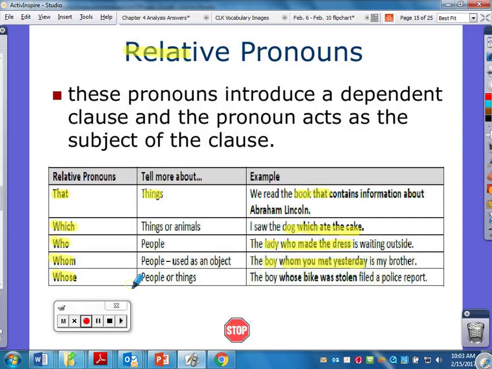Whose tells about people or things. The boy whose bike was stolen filed a police report. Whose bike was stolen is telling more about boy. Notice that the relative pronoun and the dependent clause comes right next to the noun that it is telling more about.